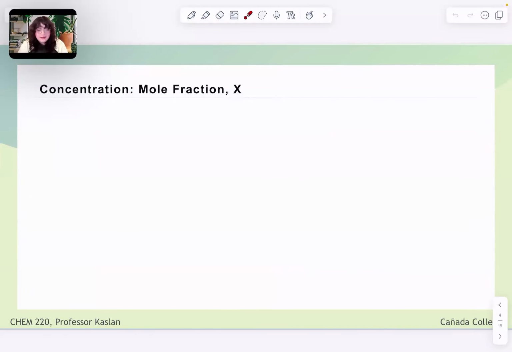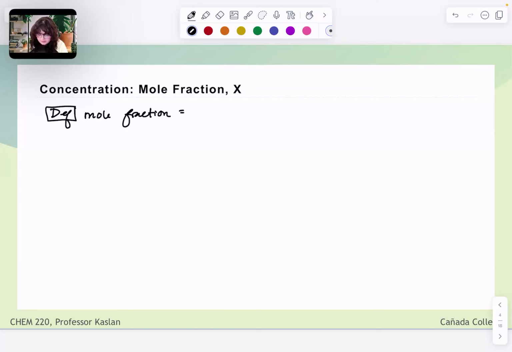Now going back to this idea of concentration as a proportion of solute to solution, or solute to solvent in the case of molality, let's look at mole fraction. And mole fraction is exactly what it sounds like. So define the mole fraction of a solution, which is indicated by the capital Greek letter chi, kind of like a squiggly capital X.